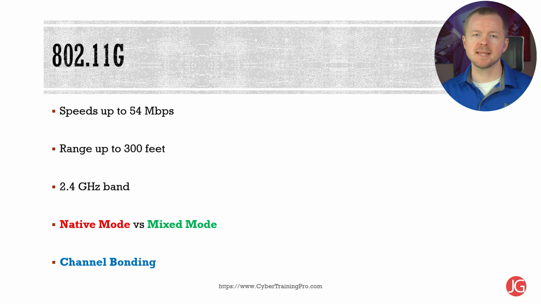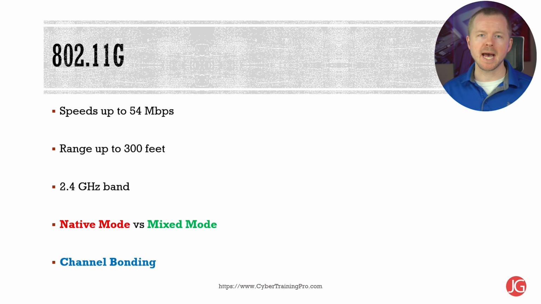802.11g was able to maintain the same speeds as 802.11a with up to 54 megabits per second, except it also expanded the range of up to 300 feet. 802.11g was also compatible with 802.11b because both of them used the 2.4 gigahertz band. This meant that wireless access points could service both standards.